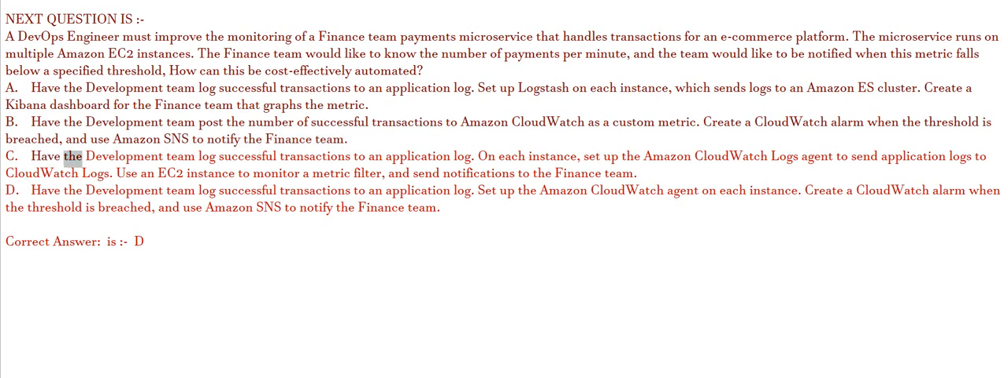C. Have the development team log successful transactions to an application log. On each instance, set up the Amazon CloudWatch Logs agent to send application logs to CloudWatch Logs. Use an EC2 instance to monitor a metric filter, and send notifications to the finance team.